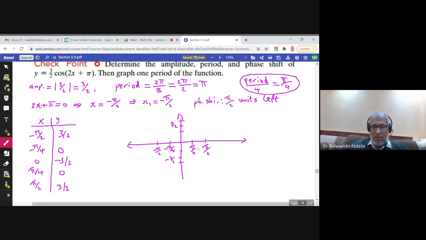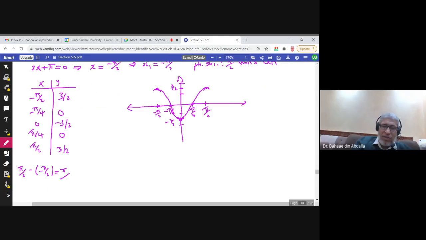What is the graph of cosine? Here I have a maximum. Here I have a maximum. At 0 I have a minimum. And here I have x-intercepts. So this is a minimum, so the graph will go like this. This is a maximum, so the graph would be like this. And this is the maximum, so the graph would be like this. And this would be the graph of this function in this period.